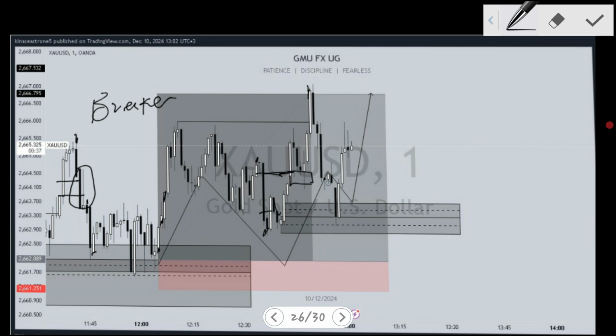Now let's look at this. If you look at this candle here and this and that, we're having a fair value gap at that point and this point. Are you seeing that? So that's how we can identify fair value gaps in the market.